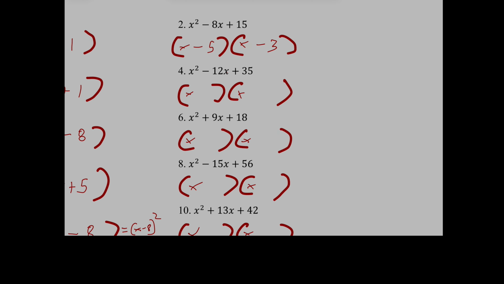Going on to the next one, third term positive. Middle number is negative, so we're going to go negative, negative. What multiplies to 35 and adds to 12? That's going to be 7 and 5.